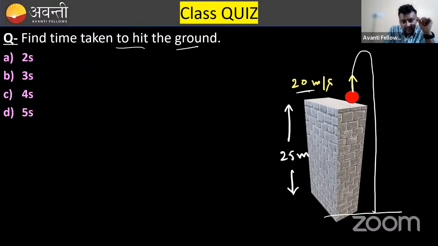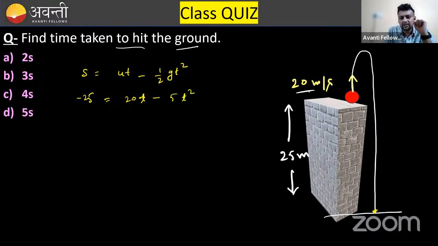Very simple question. S is equal to ut plus half at square. Now, this is the general equation. If you write it in terms of kinematics or motion under gravity, you will write it as ut minus half gt square. What is the displacement? Final position is below the initial position, that is minus 25 is the displacement. Initial velocity is in the upward direction, that means 20. Time is t. Minus half g is 5t square. Always try to take g equal to 10. If you take g as 10, it will become 5t square.